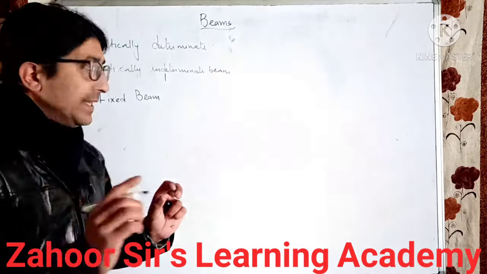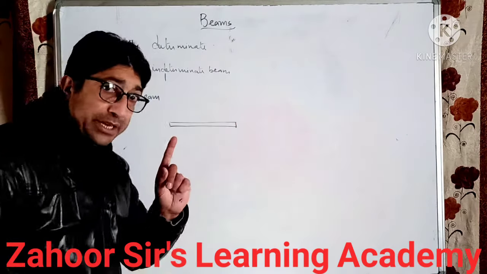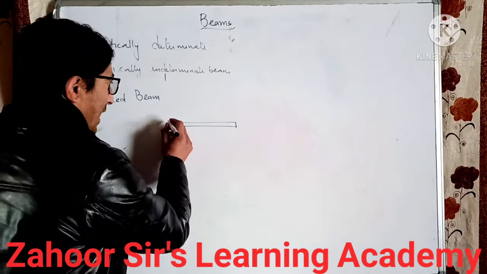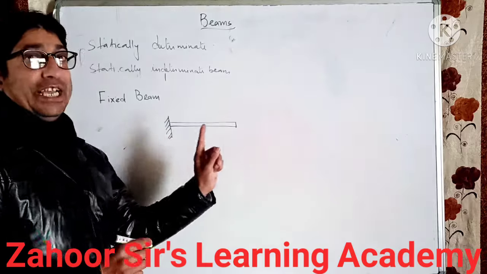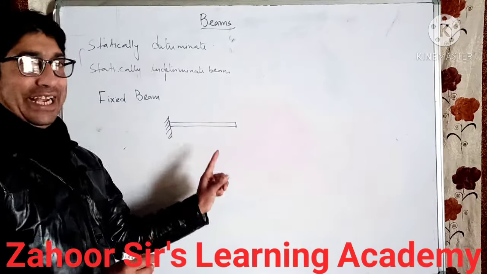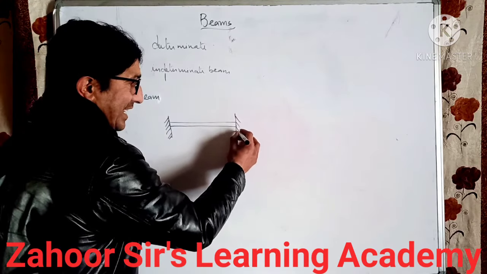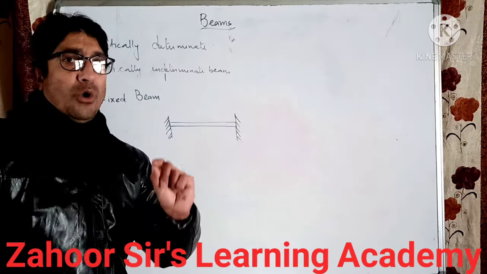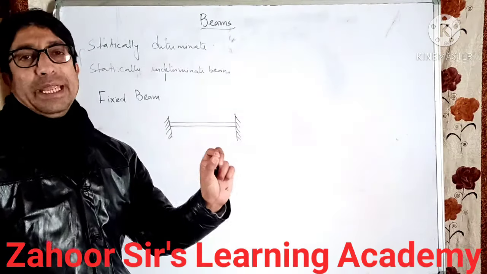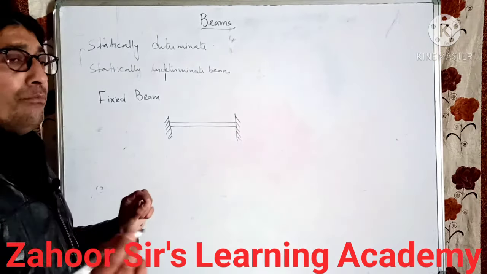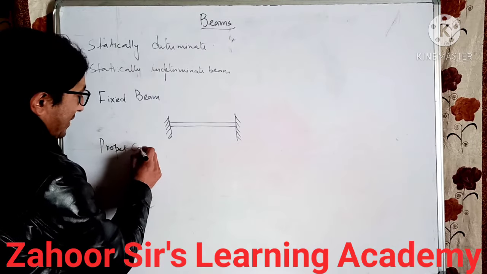So if this is a horizontal beam and only one end were fixed, it would have been a determinate beam, a cantilever beam. Now if both of its ends are fixed in the supports or in the walls, then it is called a fixed beam. Now one more condition, that is the propped cantilever.